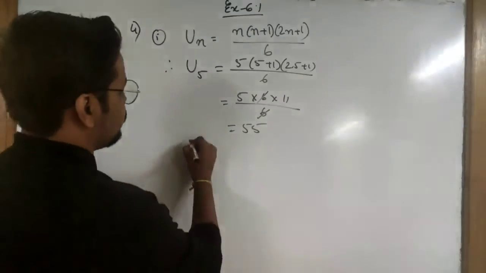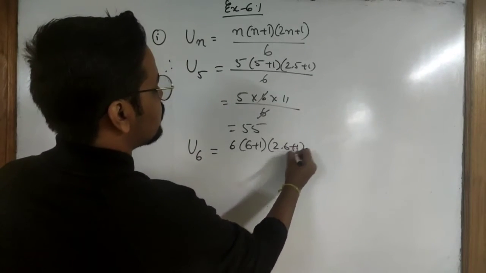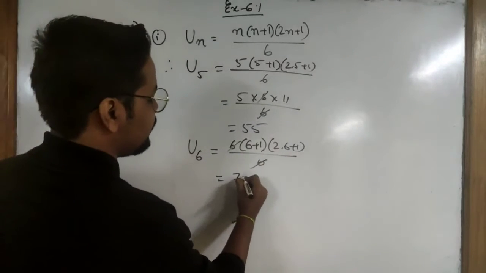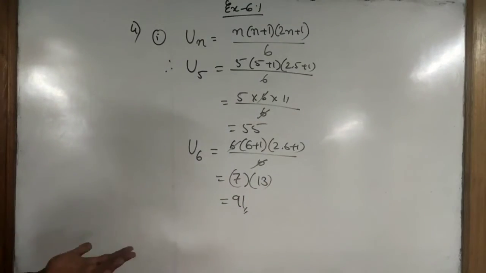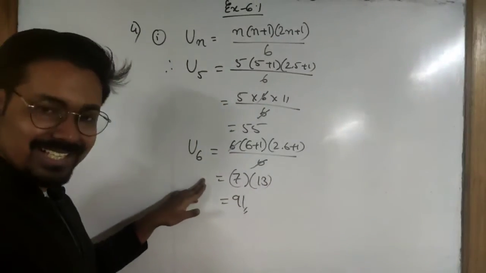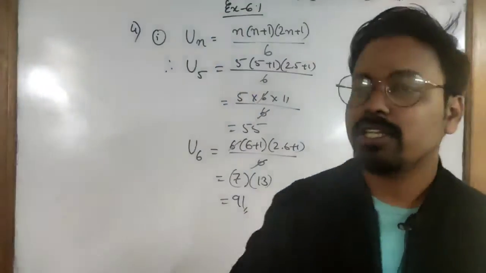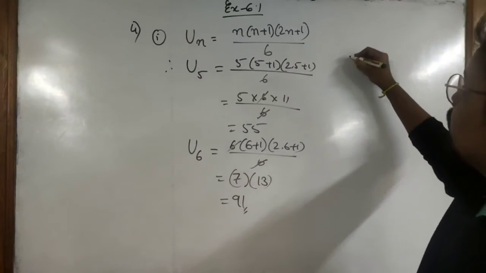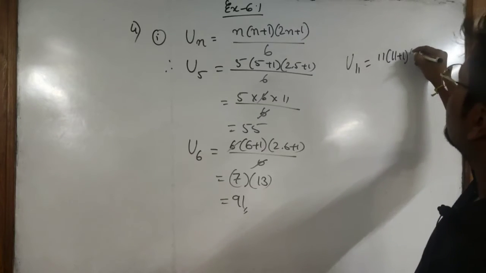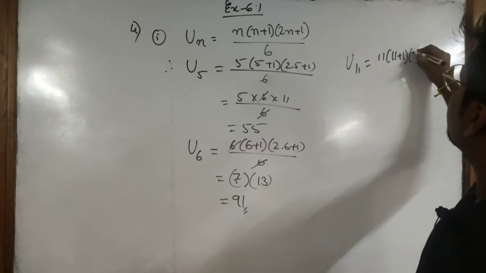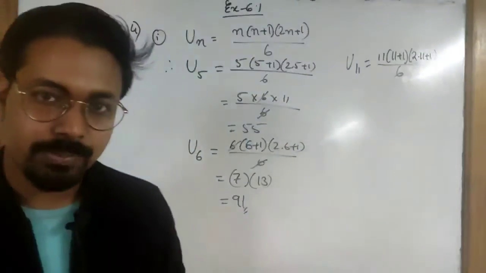Now we need to find the 6th term as well. The 6th term will be 6 into (6 plus 1) into (2 into 6 plus 1) by 6. So 6 will cancel out, it will be 7 into 13, that is 91. Very easy. Put the value of n as 5 and 6, because 5 means the 5th term, 6 means the 6th term. If you are asked to find the 11th term, you will write u11 equal to, in place of n you will write 11: 11 into (11 plus 1) into (2 into 11 plus 1) by 6, and you will find the answer. Hope you understood this part as well.